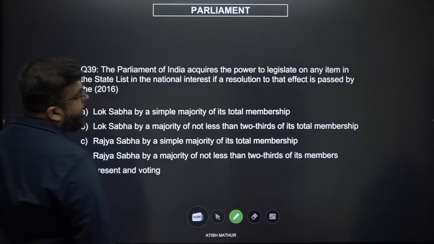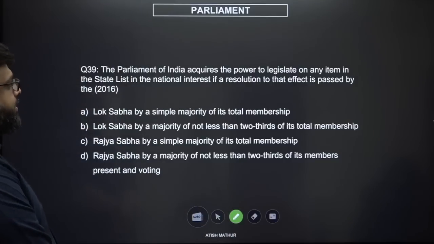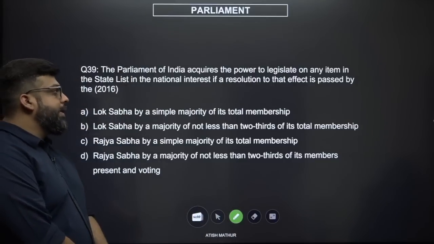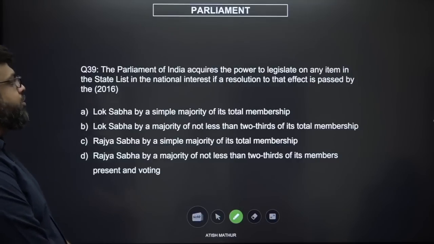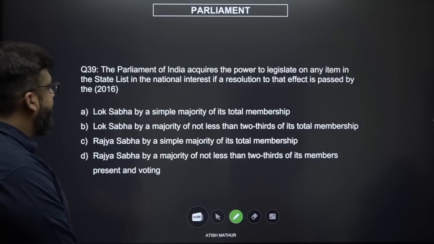The Parliament of India acquires the power to legislate on any item in the state list in the national interest if a resolution to that effect is passed by the.